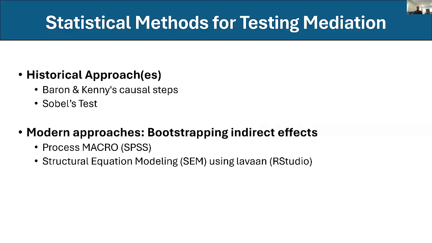So modern approaches, we want to use bootstrapping, bootstrapped sampling, for estimating the confidence intervals for indirect effects, which means we're not relying on p-values for our indirect or total effects. You can use the PROCESS macro, this is where I think the PROCESS macro really shines, is for mediation. And we're going to use structural equation modeling using the lavaan package in RStudio to go through these.